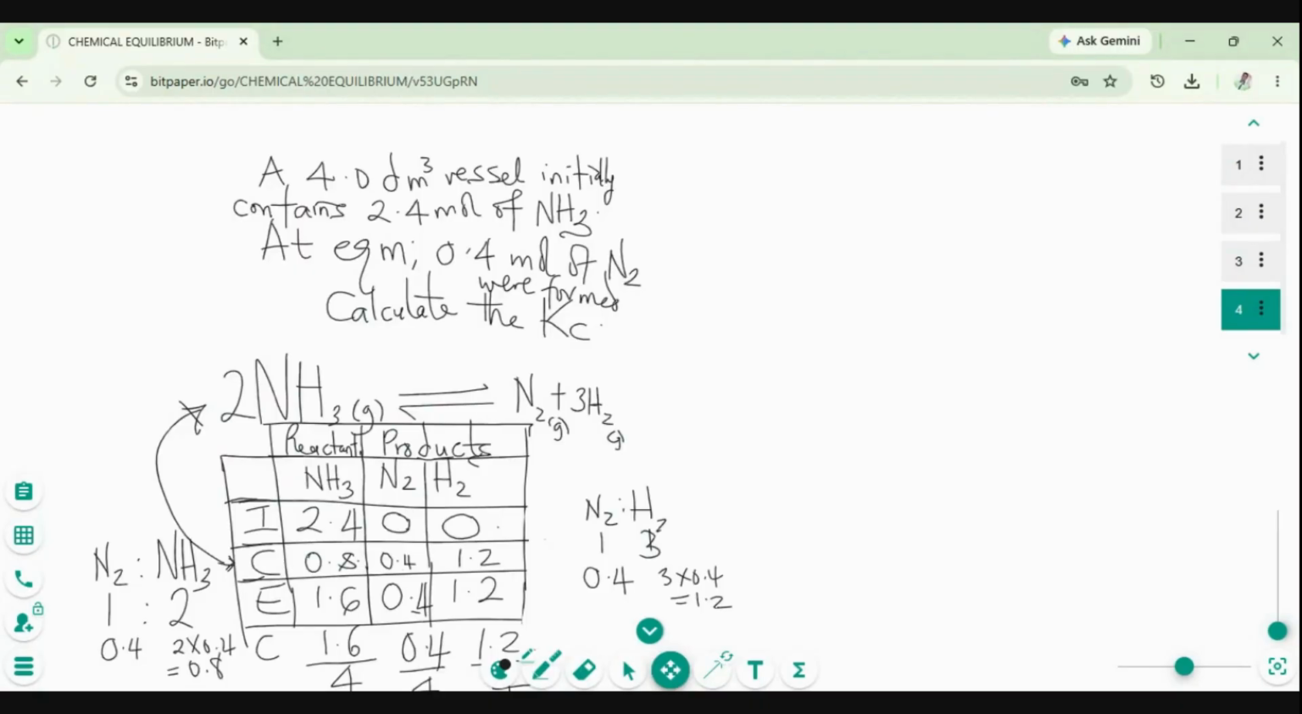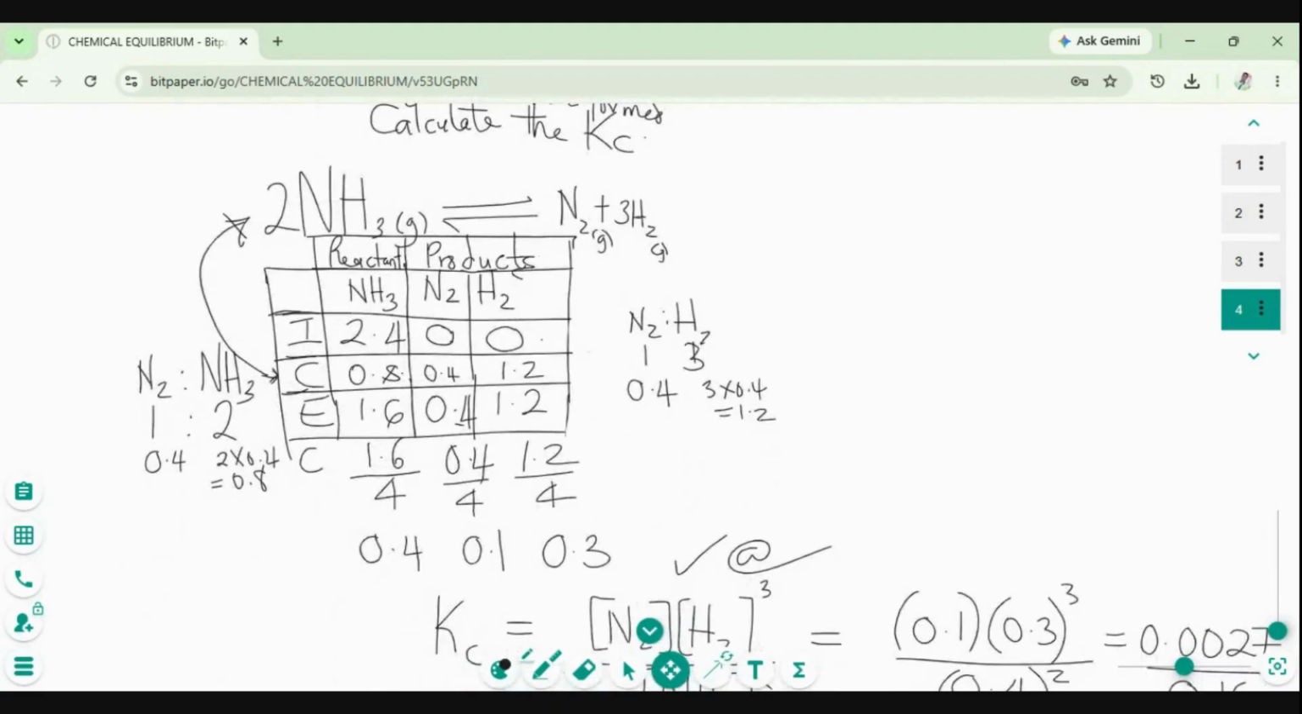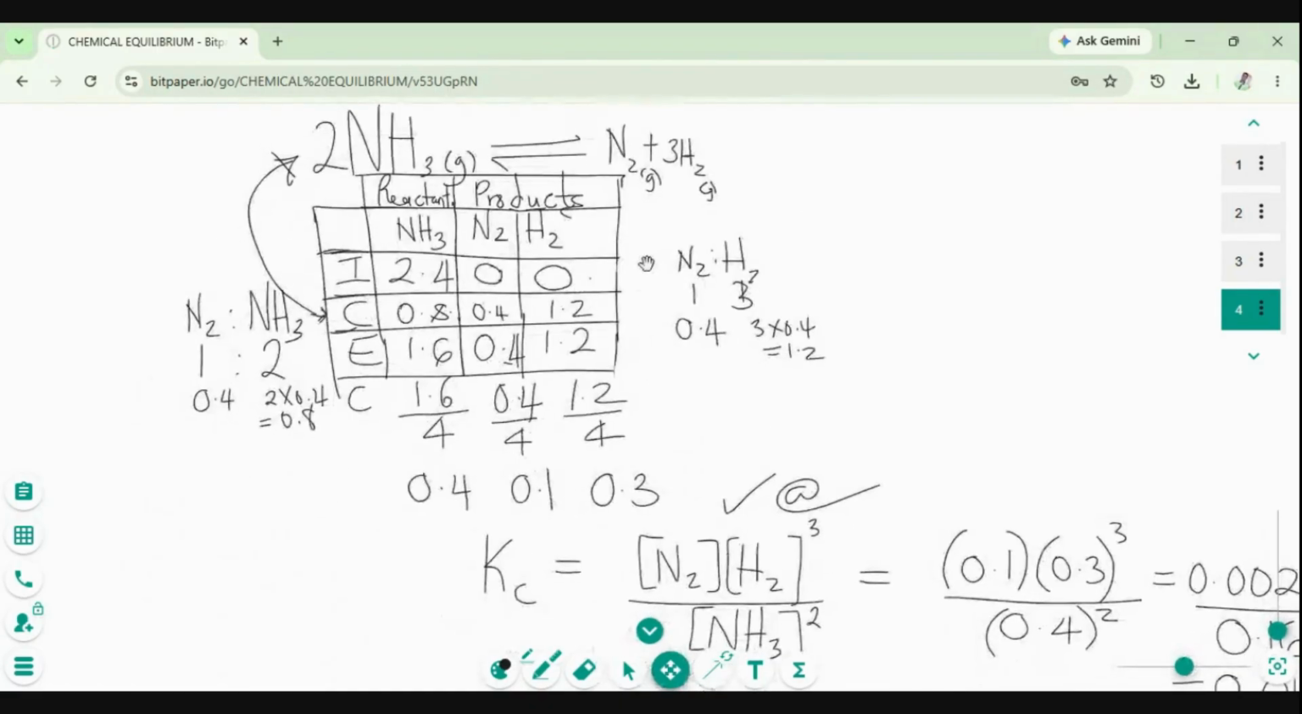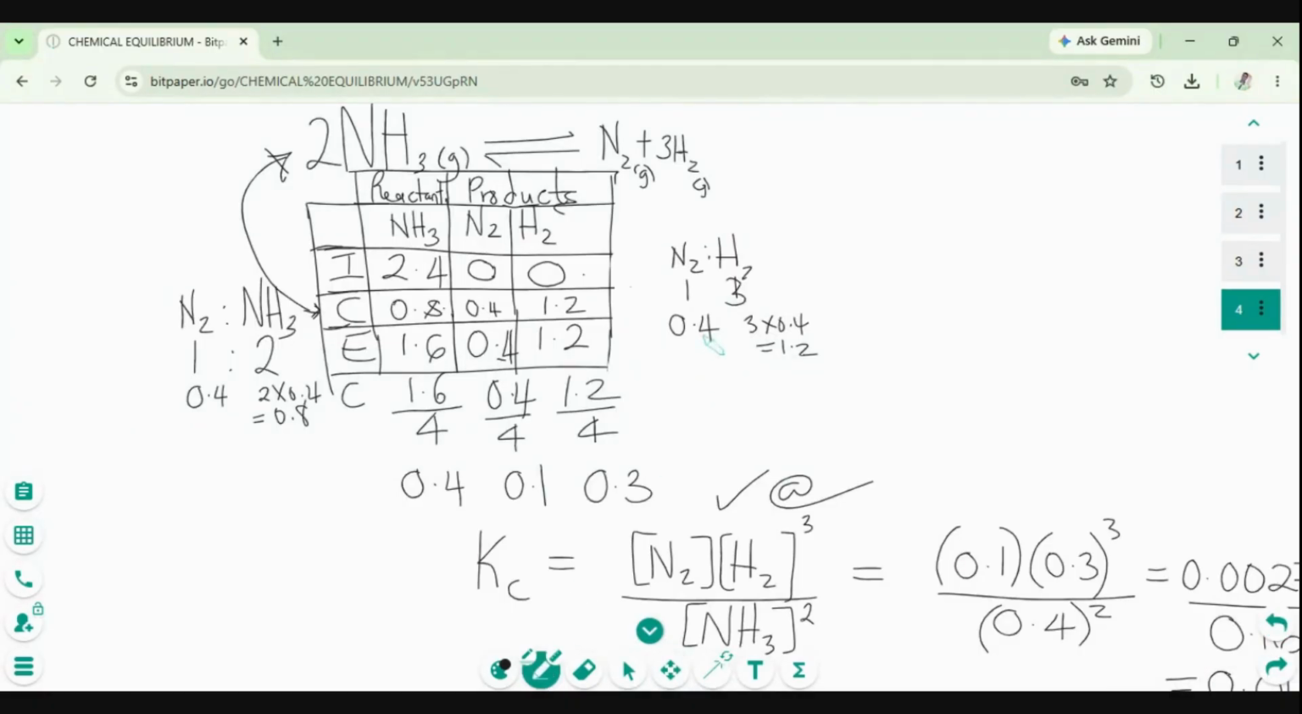Calculate the Kc. So step 1, write the balanced equation. So I wrote the balanced equation. Step 2, draw a beautiful ICE table and fill in the missing blank spaces. So I drew my ICE table, which you can notice right here, and I filled in the missing blank spaces, and I've shown you how to fill it.